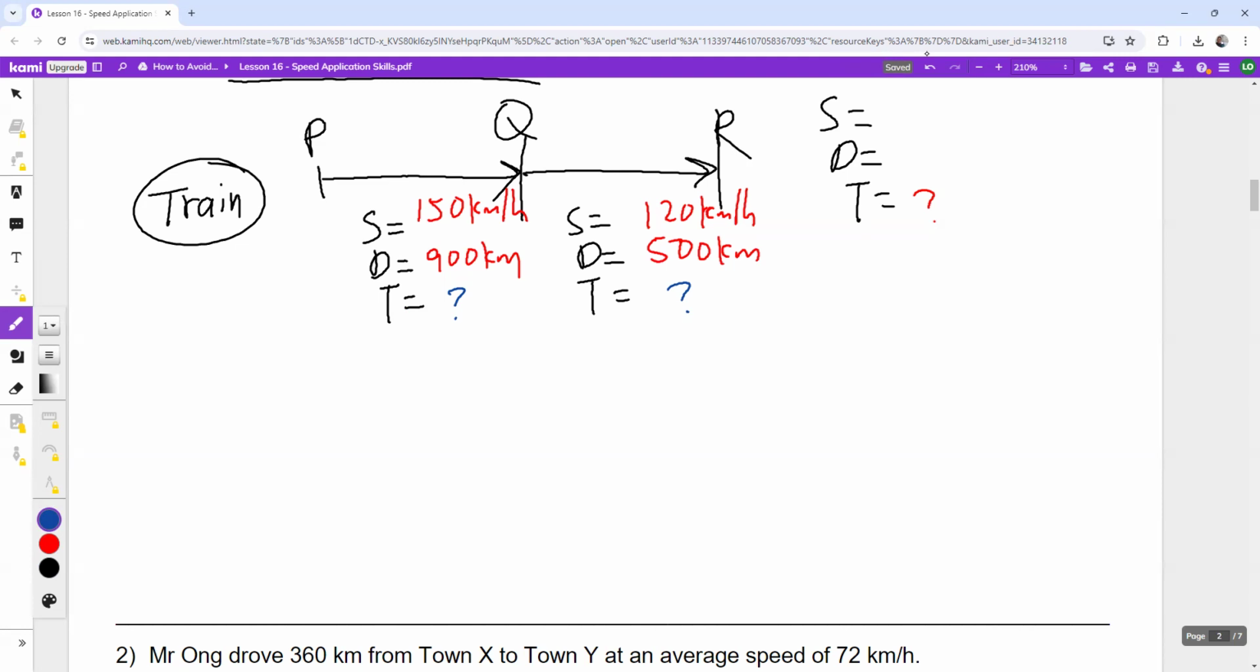All right, so let's do that. You will need to know your triangle. So distance is speed multiplied by time. And how to find time? Time is equal to distance divided by speed.